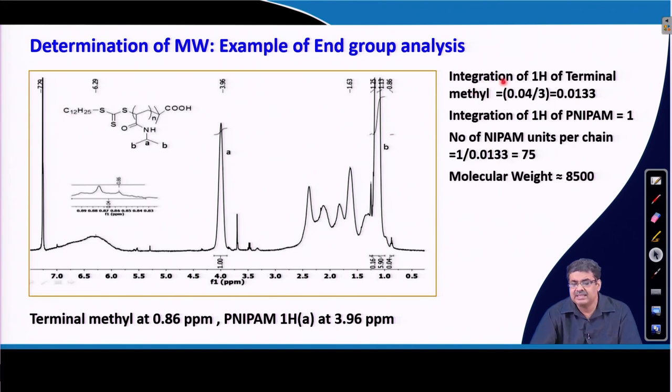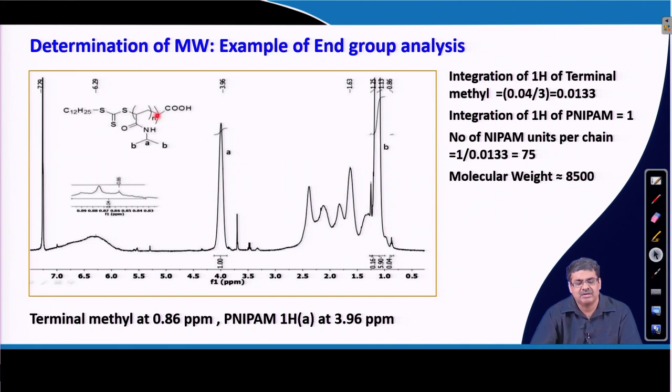So I can write the integration of the proton signal at the terminal methyl as given by this. One proton has this intensity for this measurement, because the 3 terminal protons have an intensity of 0.04. So if we divide 0.04 by 3, this is the value for one single proton. This is the intensity value of one proton. Hence, when you have an intensity of 1, it corresponds to 75 protons. Now, each repeating unit has one proton, which means the n value is 75.